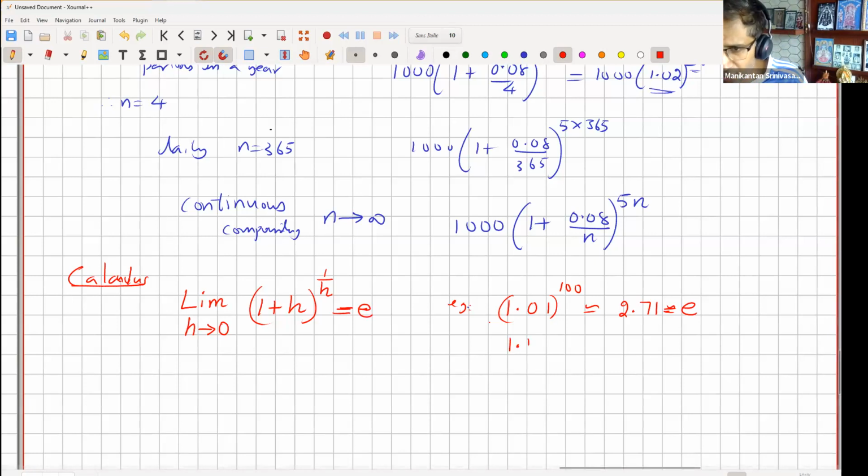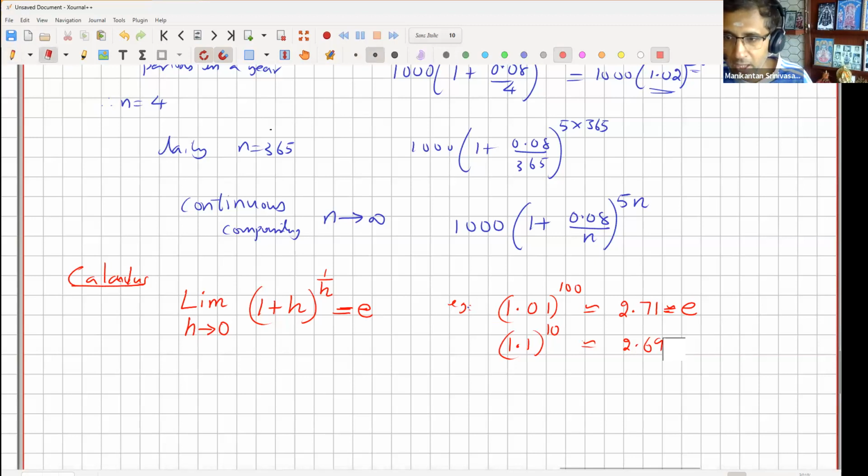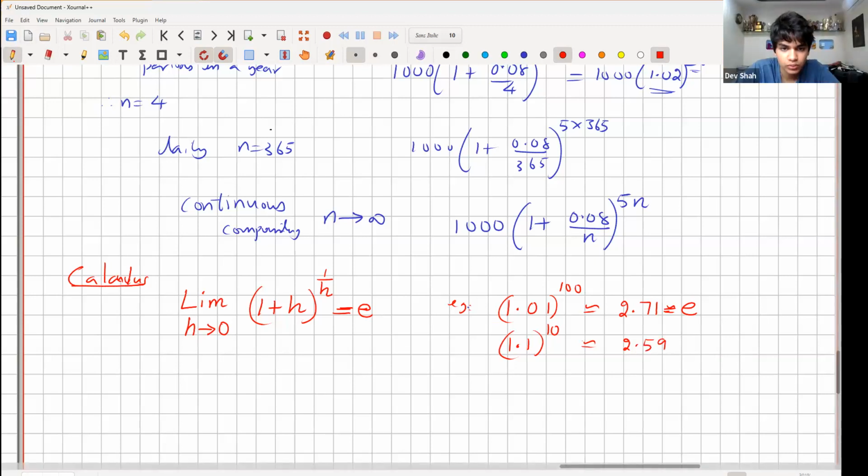If you do even 1.1 to the power 10, we don't even need to go that far. Even this will be fairly close. Maybe this will be 2.69. I don't know. Can someone work out and tell me what is 1.1 to the power 10? If you have a calculator handy, Dave, can you call out? It's 2.59, is it? Okay, I thought it would be much closer to 2.71. But 1.01 to the power 100 is 2.71, is it? It has to be much bigger than 2. 1.1 to the power 10.